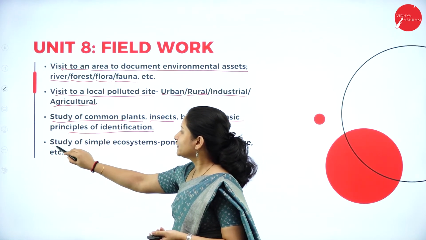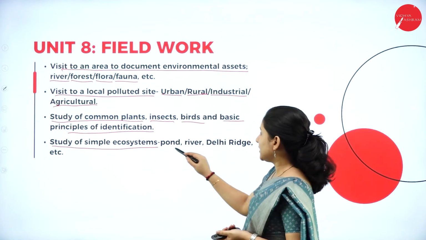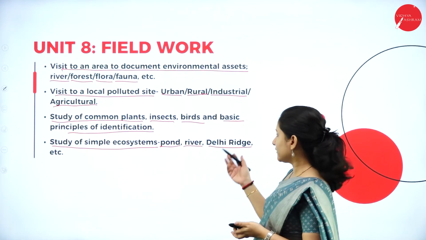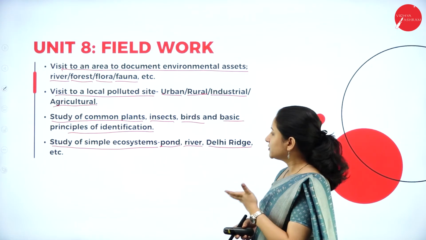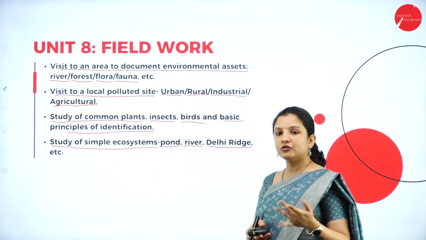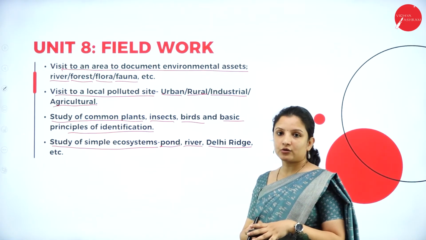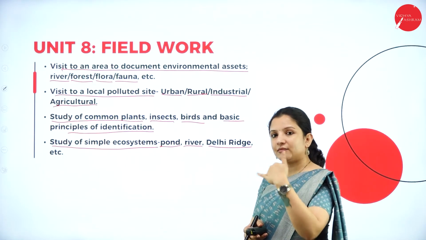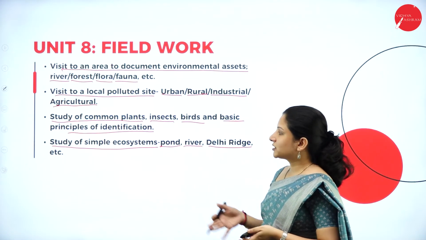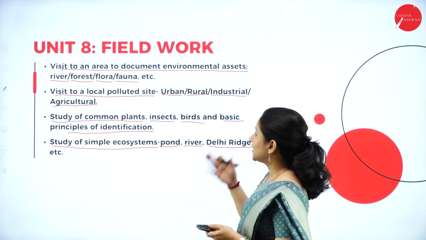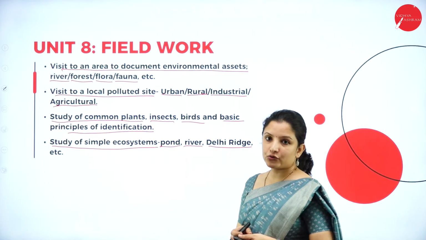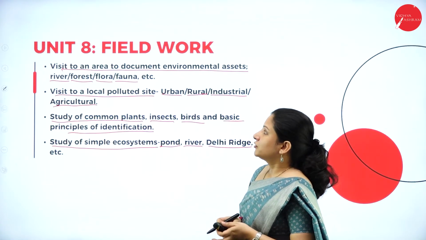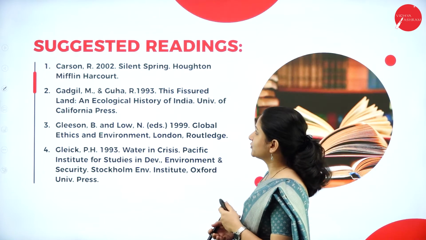And next is the study of a simple ecosystem, wherein you need to study a simple pond ecosystem, river ecosystem, the Delhi ridge, etc. Whichever is possible, you can just choose here. In a pond ecosystem, you will find different layers. The topmost layer will be occupied by some organisms, the next layer by some other organisms, like that different layers will be there. So you have to study the simple ecosystem of these. These are the 4 field works that they have given in Unit 8, and it is a good scoring topic here, because entirely it will be done by the students themselves.